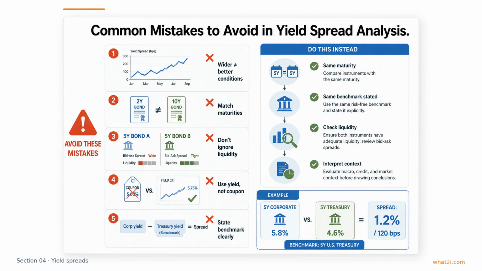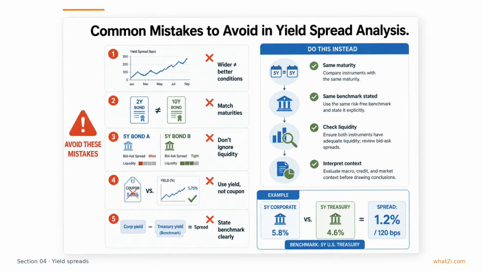Spread analysis is useful, but a few mistakes can easily lead you astray. Do not assume a widening spread means improving conditions. Often it means the market wants more compensation for risk. Do not compare bonds with mismatched maturities if your goal is to isolate credit risk. Do not ignore liquidity differences, because illiquid bonds can look riskier simply because they trade poorly. And always use yields rather than coupon rates, since coupons do not reflect current market pricing. Clear comparisons and clear benchmarks are what make spread analysis reliable.